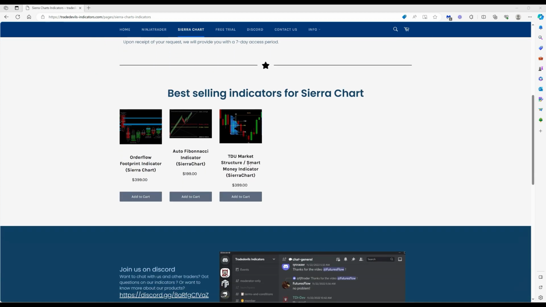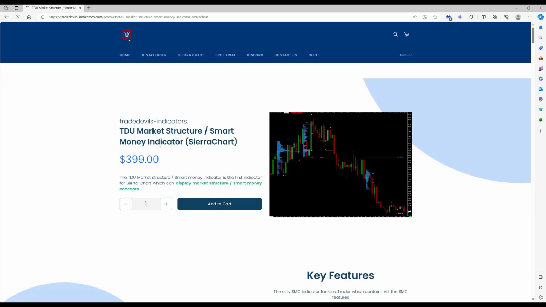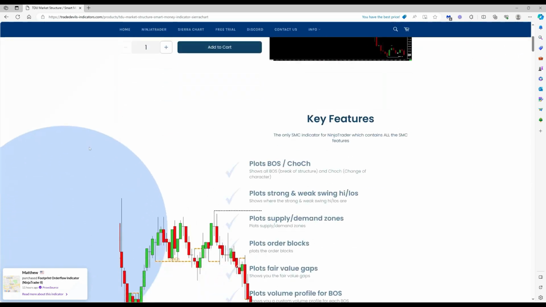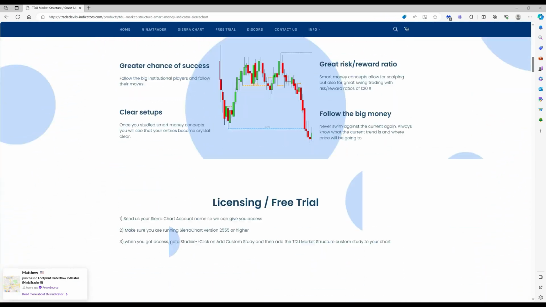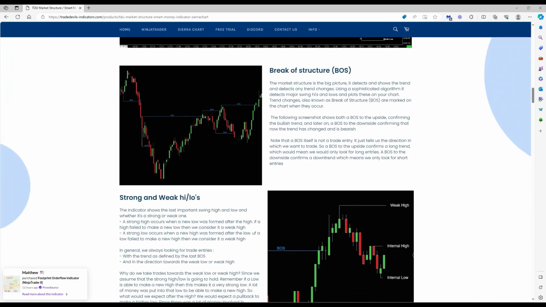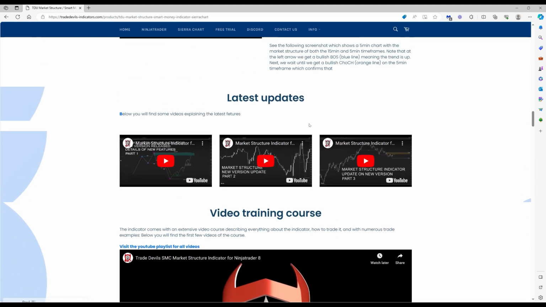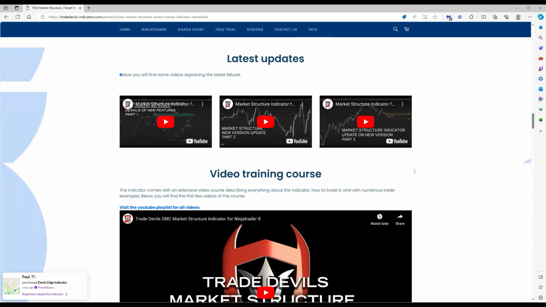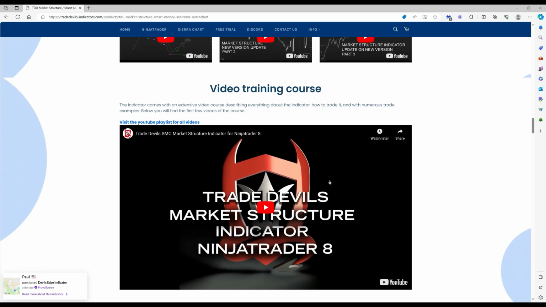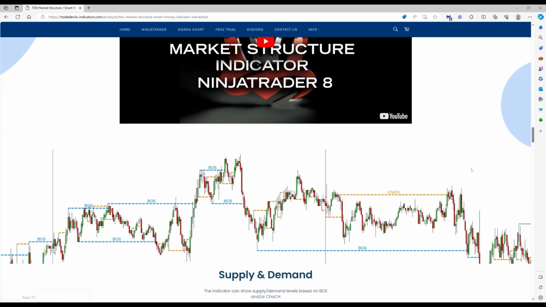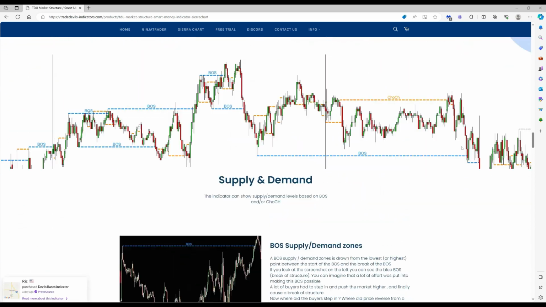Let's pop it over here and take a look. Market structure is, again, one of our most popular indicators. I'm not going to walk you through all this, but this is a resource for you to see all of the features that are part of it, and you'll find it's very full featured. There's some training down here with much more detailed information about the application of market structure, but that's really not my purpose here. You can always find these here.